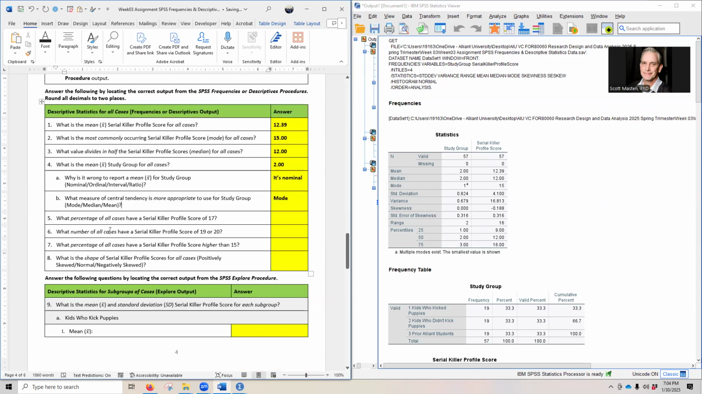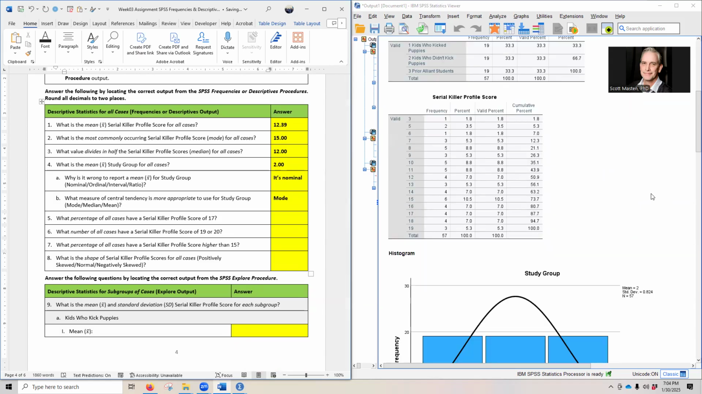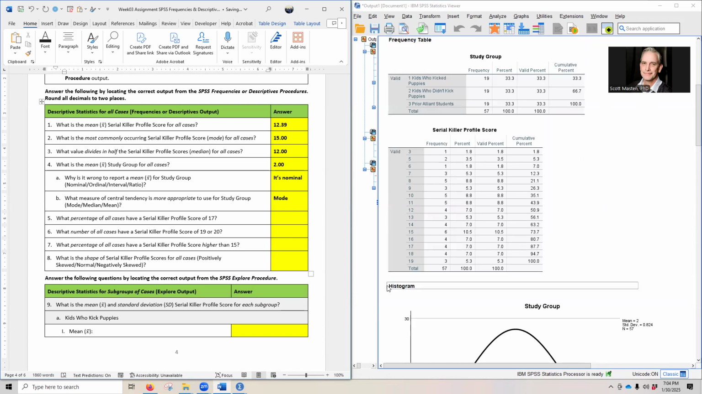What percentage of all cases have a serial killer profile score of 17? Where can we answer that? Well, we need to go to the frequency distribution. In the frequency distribution, it lists each value, and then it has the frequency, percent, valid percent, and cumulative percent. Frequency tells you how many times each valid value occurs. Percent is what percent they are. So the question is, what percentage of all cases have a serial killer profile score of 17? It looks to me that it's right here. 17 is 7%.